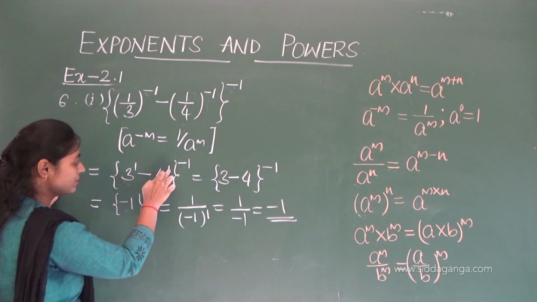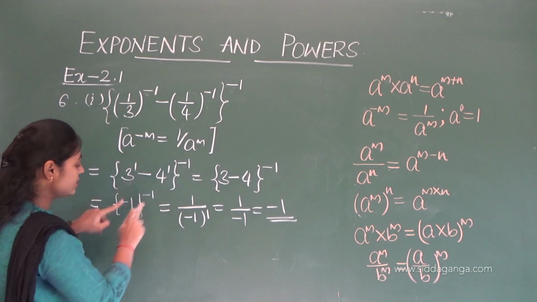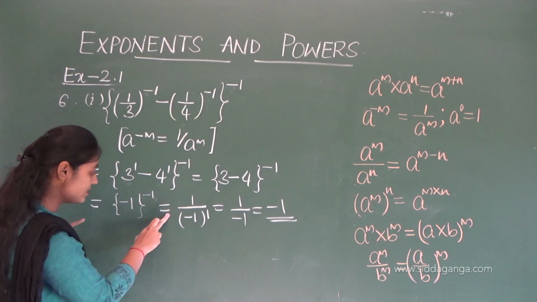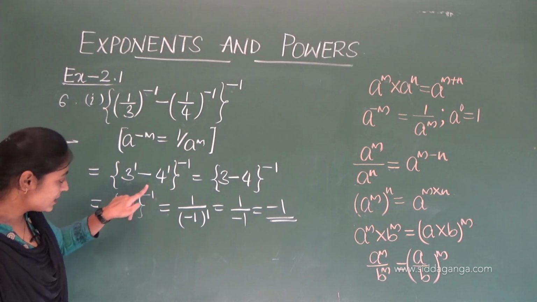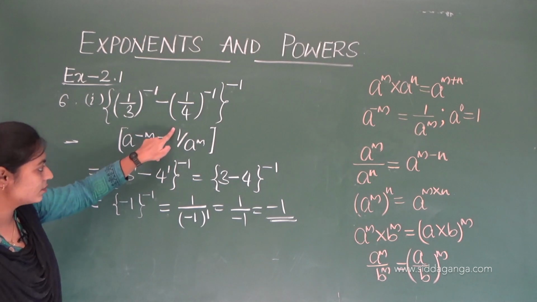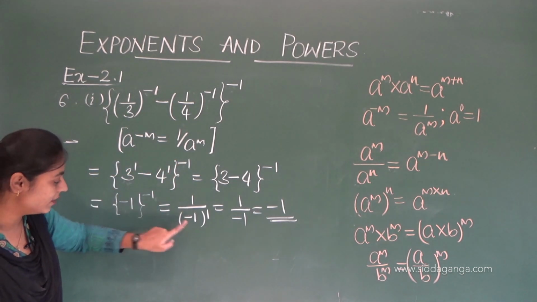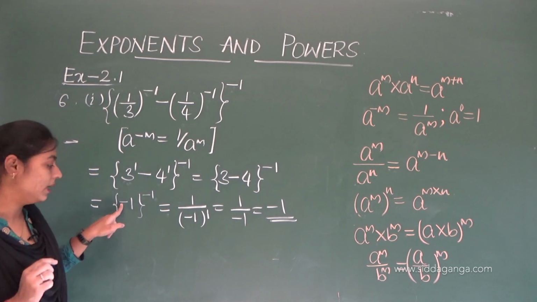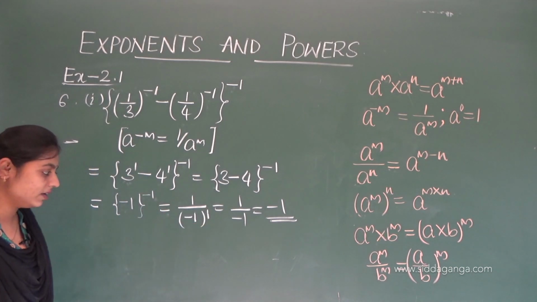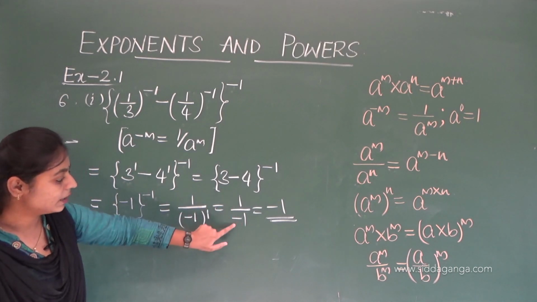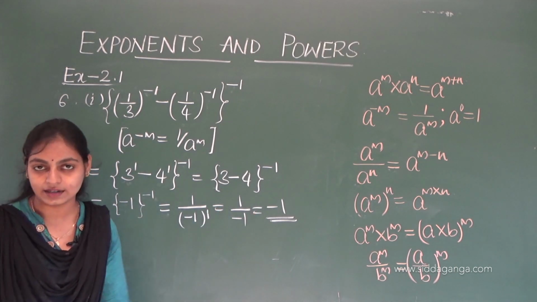3 raised to 1 minus 4 raised to 1. 3 minus 4 is minus 1 whole raised to the power of minus 1. That is equals to, there is a negative exponent. So again a raised to the power of minus m is equals to 1 by a power m. That is 1 divided by minus 1 whole power 1. Only the exponent sign changes. So minus 1 whole power 1. Minus 1 whole power 1 is nothing but minus 1. 1 by minus 1 is equals to minus 1.